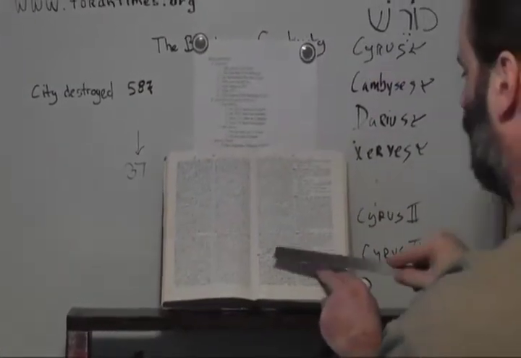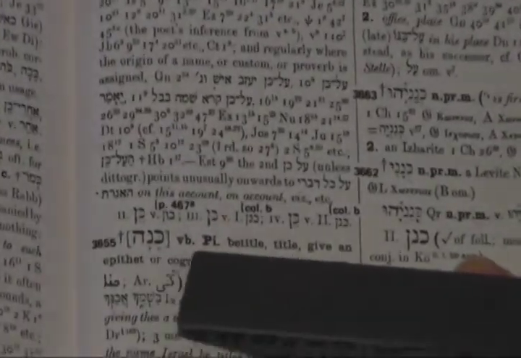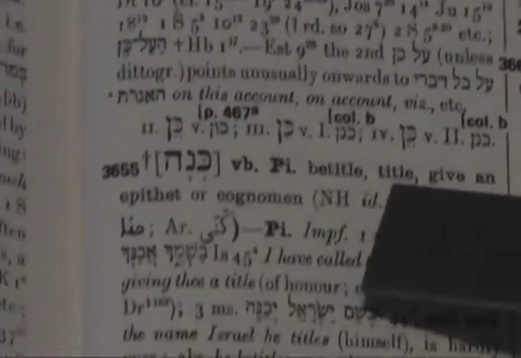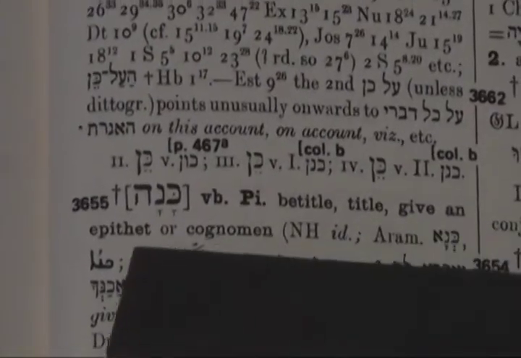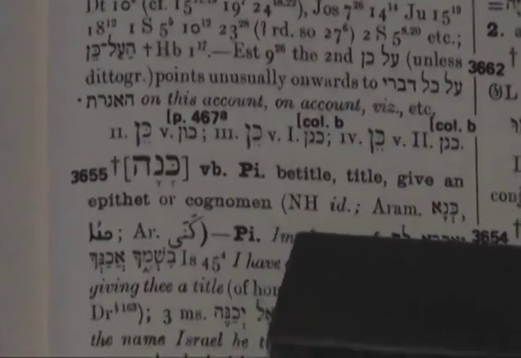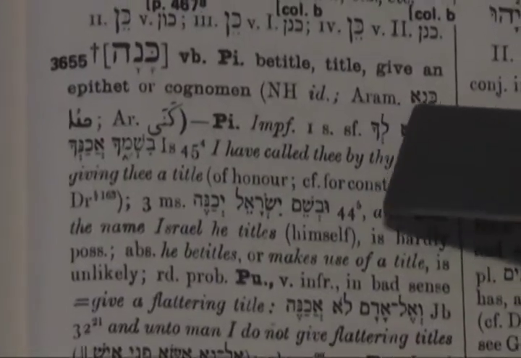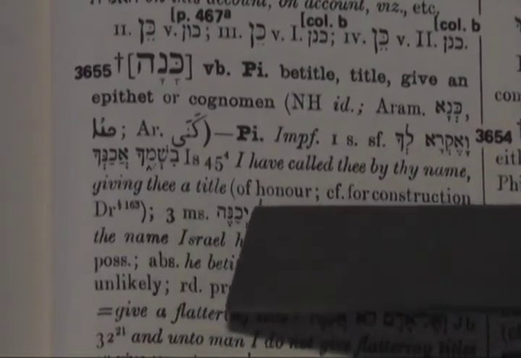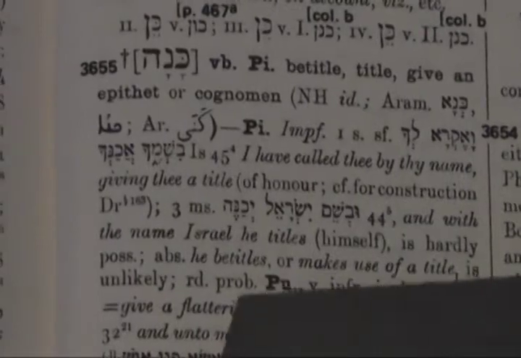Kana, verb, piel root, be titled, give an epithet or pronomen. Then we get cognate languages, Aramaic, Arabic, and it even lists Isaiah 45:4. I have called thee by name, giving thee a title of honor. Be titled.